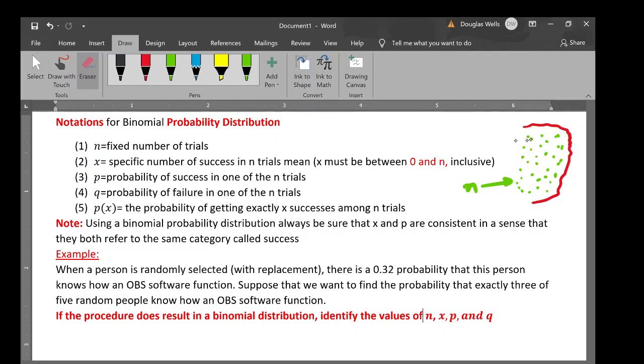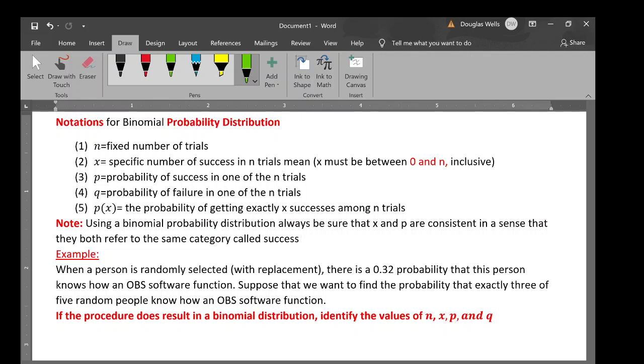Now the next thing is number 3. Small p is the probability of success in one of the n trials. Small q is the probability of failure in one of the n trials. And P of X is the probability of getting exactly X successes among n trials. When using a binomial probability distribution, always be sure that X and P are connected with success. So X and P are consistent in the sense that they both refer to the same category, success. That's a good thing to notice.